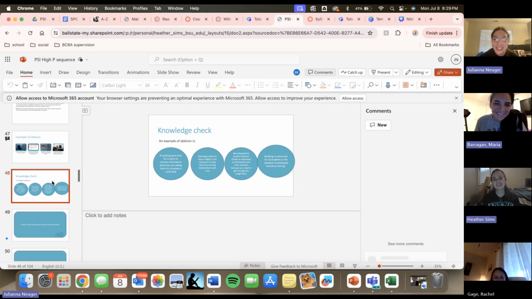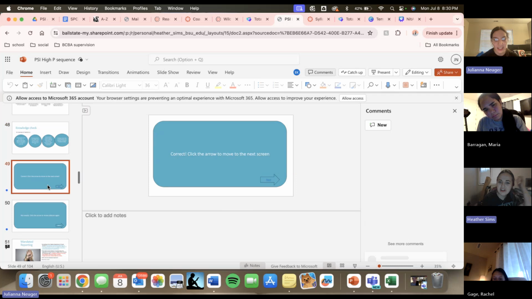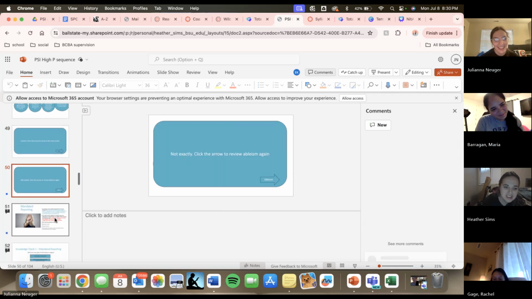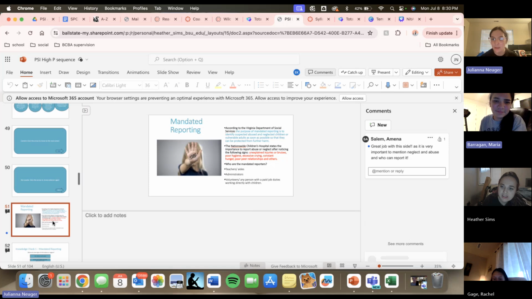And then this knowledge check, I would just say adjust the formatting on this. I'm just a stickler on things looking very organized and even, but otherwise I think it looks okay. And then yeah, no, 100%. And mandated reporting.